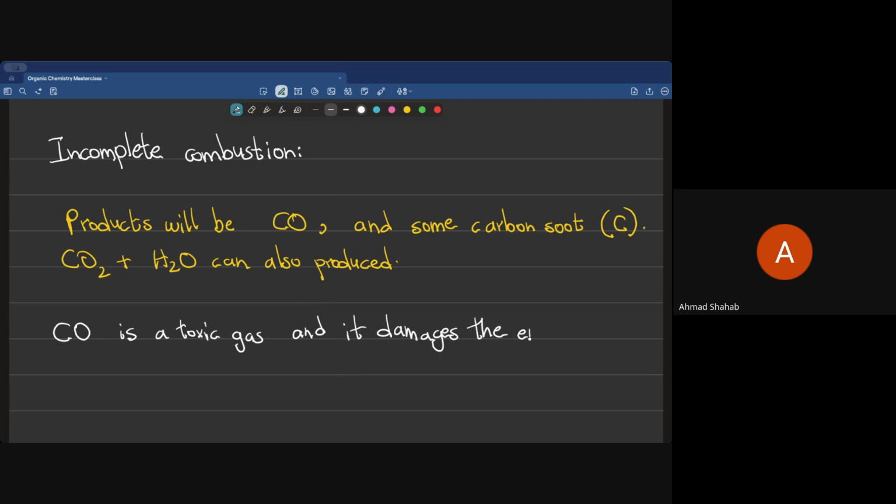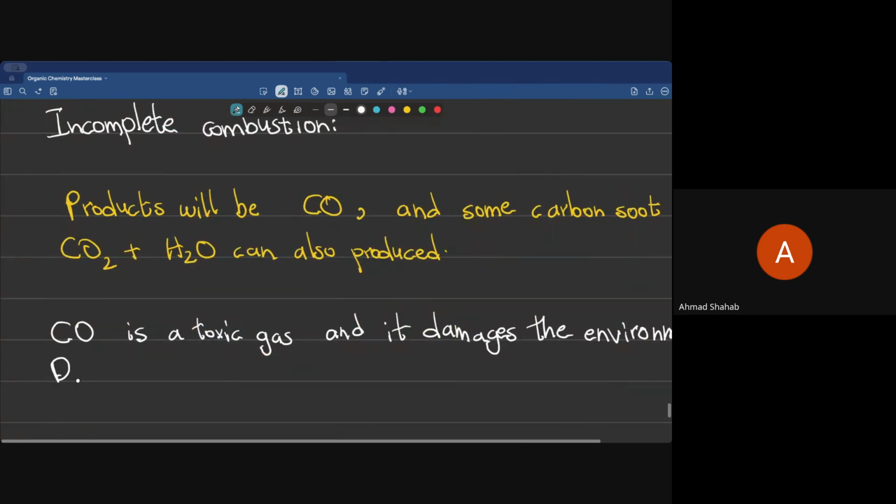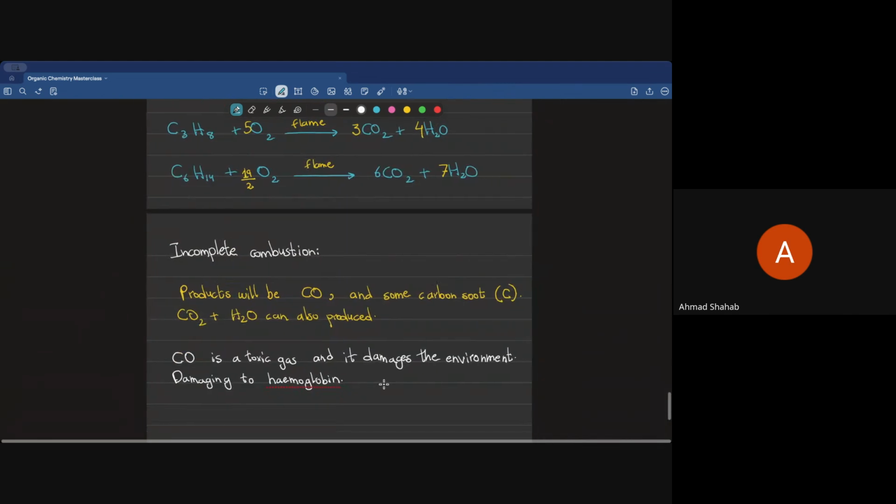And also if you inhale it, it damages your hemoglobin as well. Hemoglobin is a pigment found in your blood. If you take biology, you would know that it is also damaging to your hemoglobin. It damages the environment, and it's also damaging to hemoglobin. Okay, I may write the spellings completely. That is something people often struggle with. I'm not sure if I wrote these correctly. Do correct me if I was wrong. But yeah, this is something you should know.